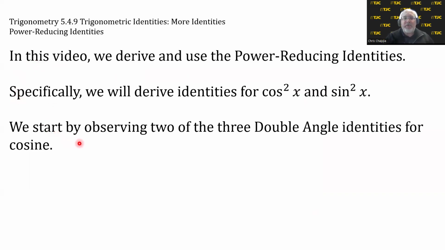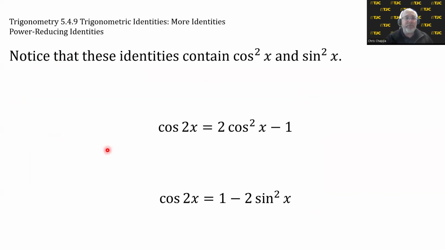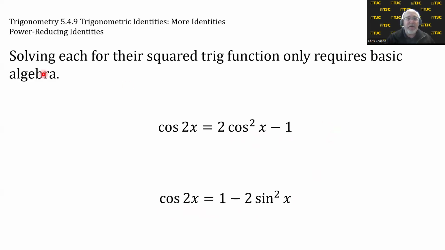We start by observing two of the three double angle identities for cosine. Notice that these identities contain cosine squared and sine squared. Cosine 2x equals 2 cosine squared x minus 1, and cosine 2x equals 1 minus 2 sine squared x. Solving each of these for their squared trig functions only requires basic algebra.